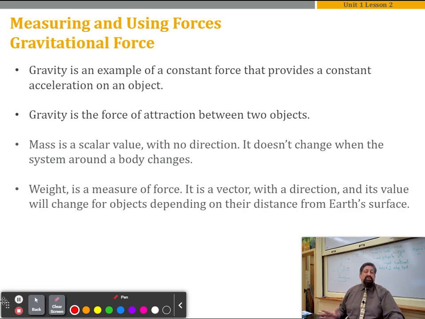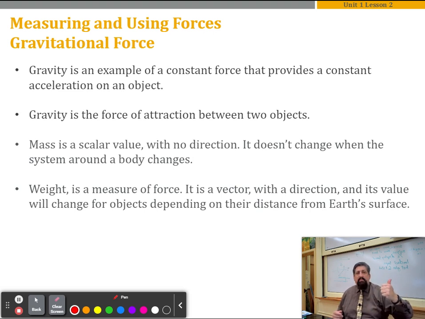So weight actually changes with distance from the Earth. When something is close to the Earth, like we're all close to the Earth, our weight is greater than if we were far away from the Earth. The farther you go from the Earth, the weaker your attraction to the Earth. And so weight relative to the Earth changes with distance from the Earth. But your mass doesn't change.